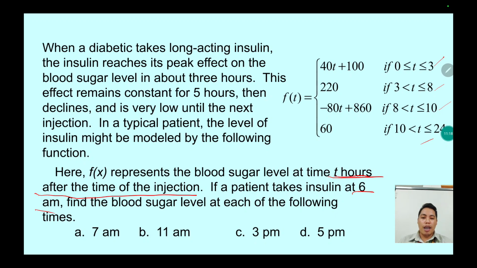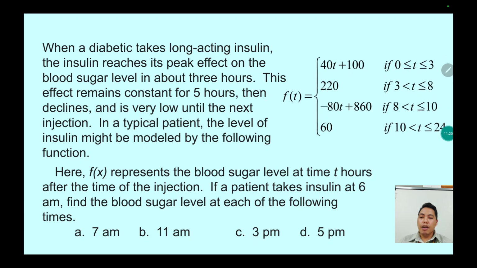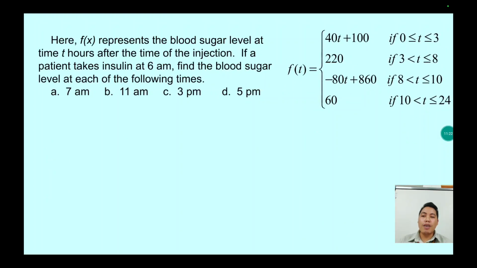Letter A, 7 a.m. From 6 a.m. to 7 a.m., our time is equal to 1. So for letter A, we solve for f of t where t is 1, or f of 1. Our input is 1, so we look at the domain, and 1 appears in the interval 0 to 3. So we use 40t plus 100. So 40 times 1 plus 100.